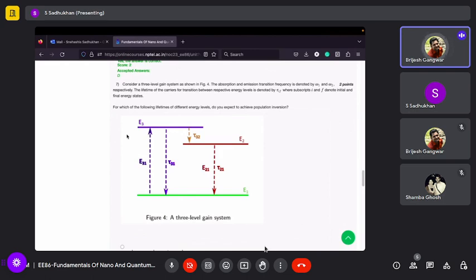Once the electron comes from here to here, that is okay. And also there is a metastable state, so maybe this electron did not go directly to E1, it will go through E2 to E1. Yeah, that's fine.